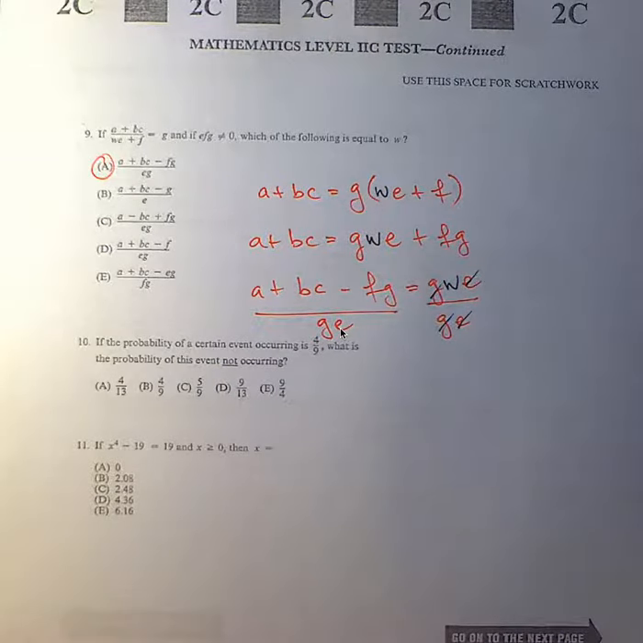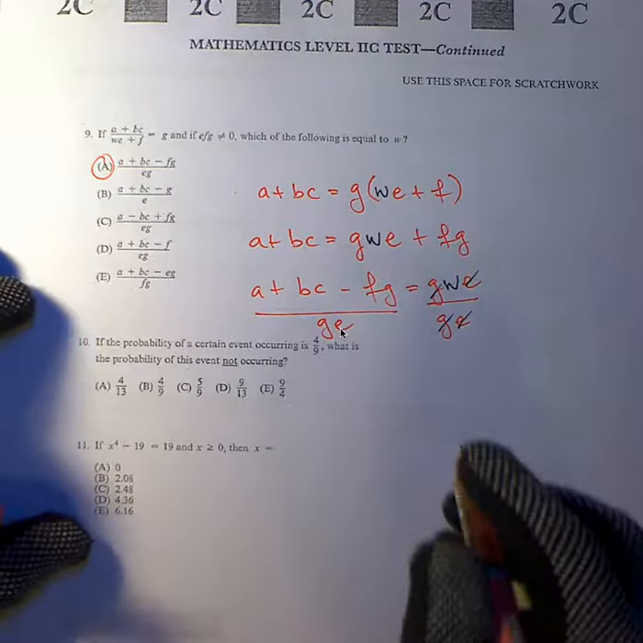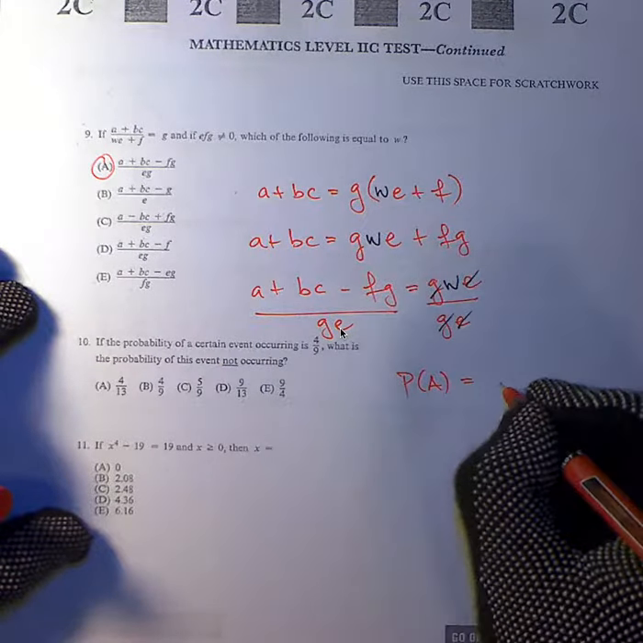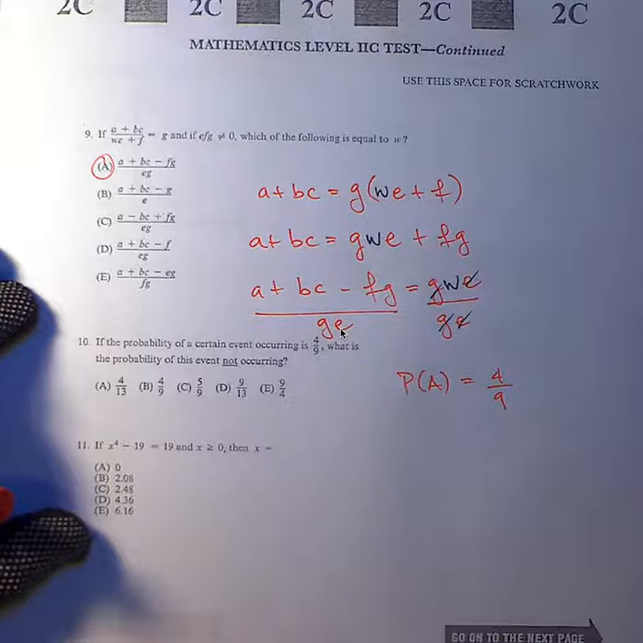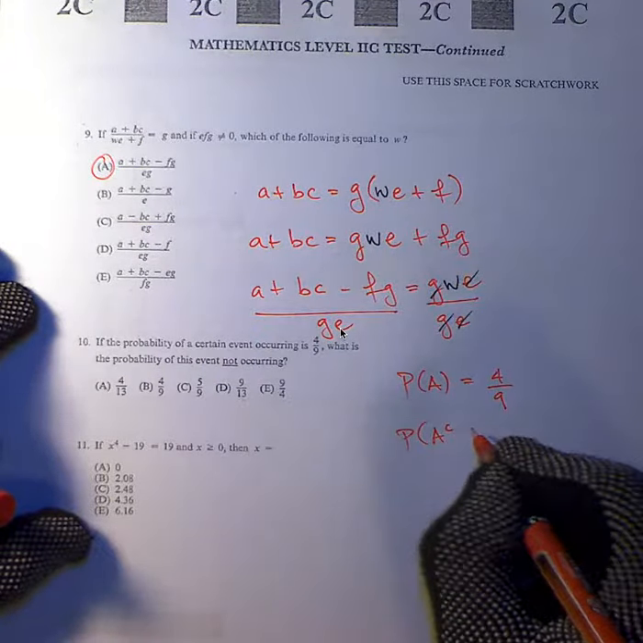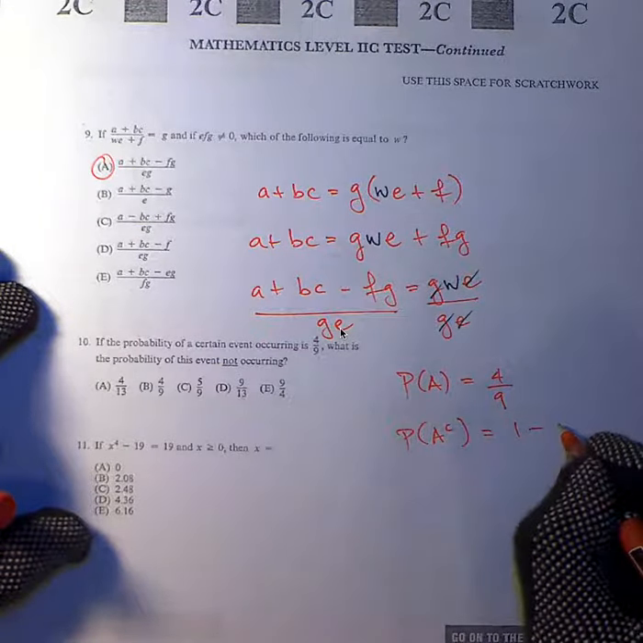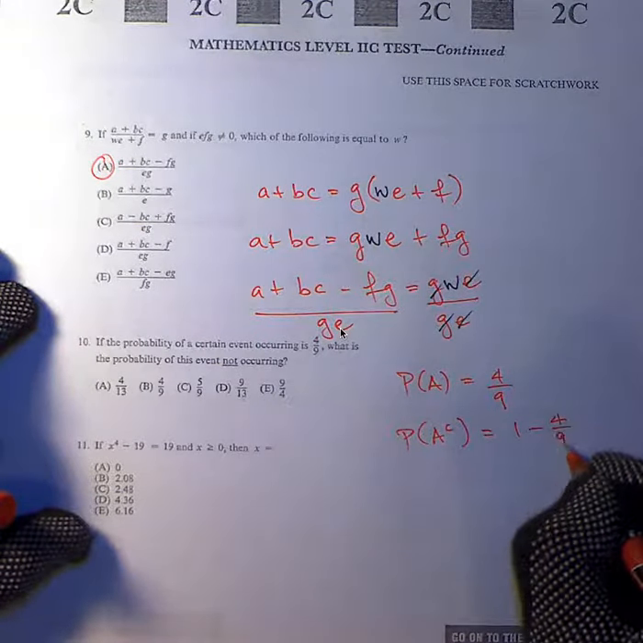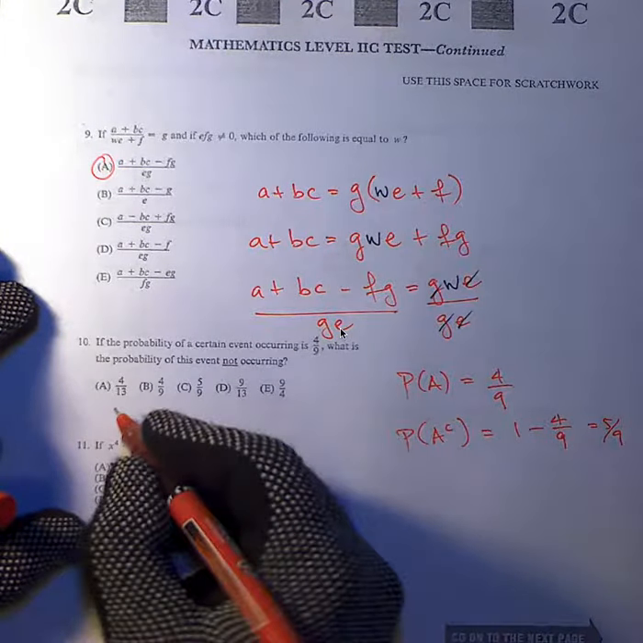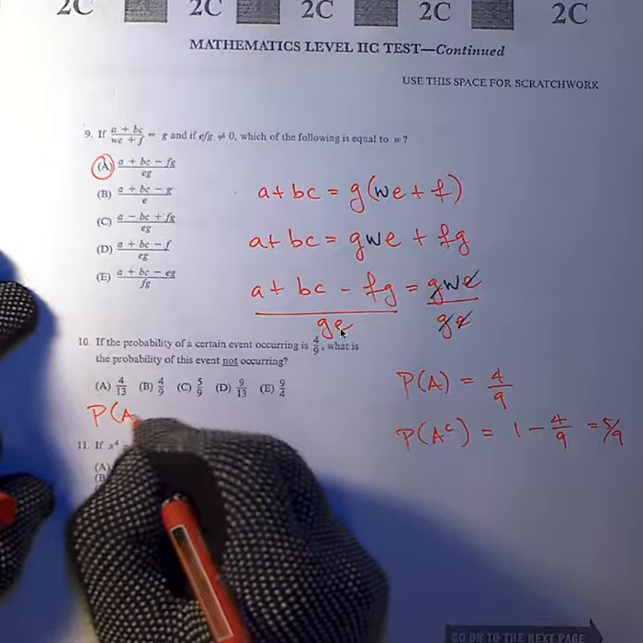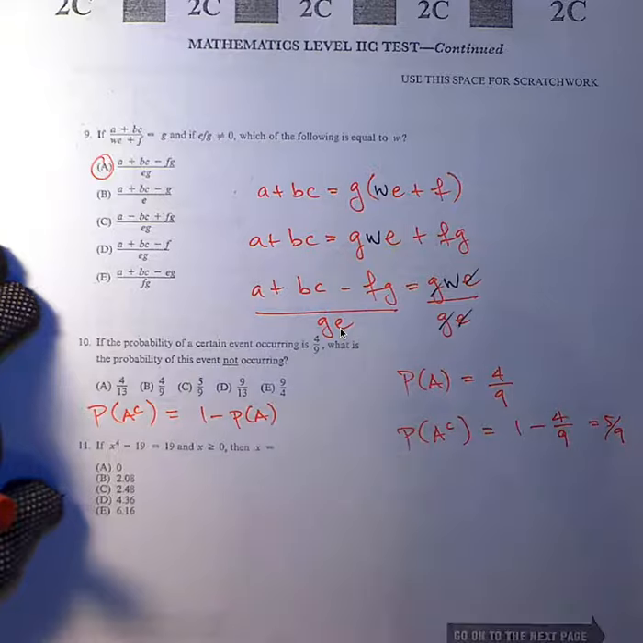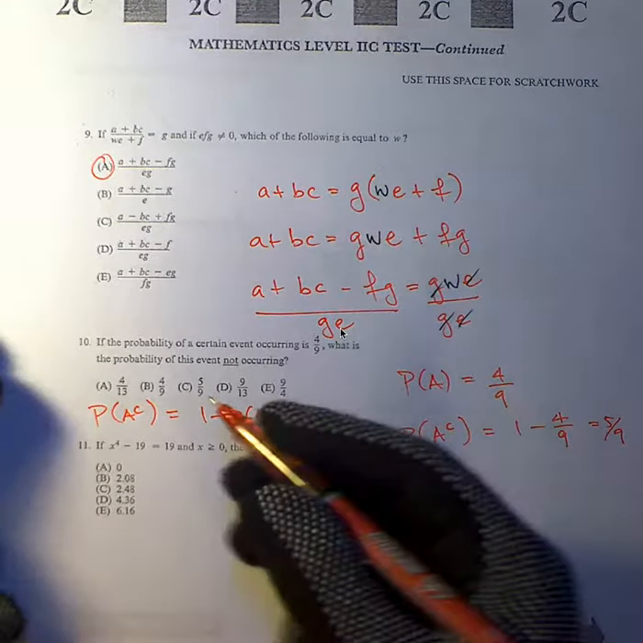And 10 is, if the probability of a certain event occurring is 4/9, so P of A is equal to 4/9, what is the probability of the event not occurring? So what is P of A complement? 1 minus 4/9, and therefore 5/9, right? And that's because we know in general that P of A complement is equal to 1 minus P of A. Okay, cool. So 5/9, where's that at?